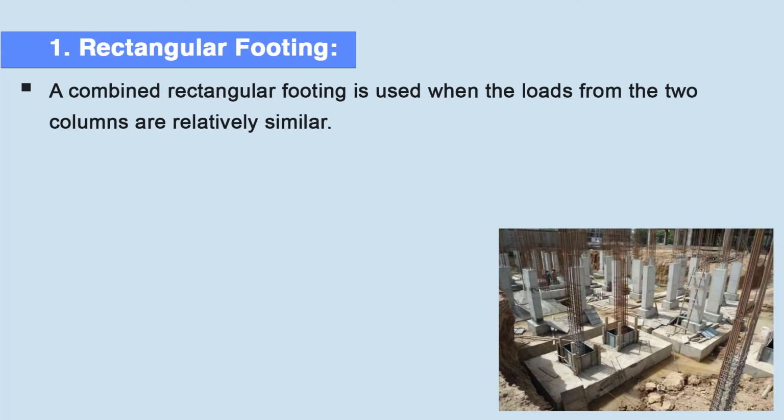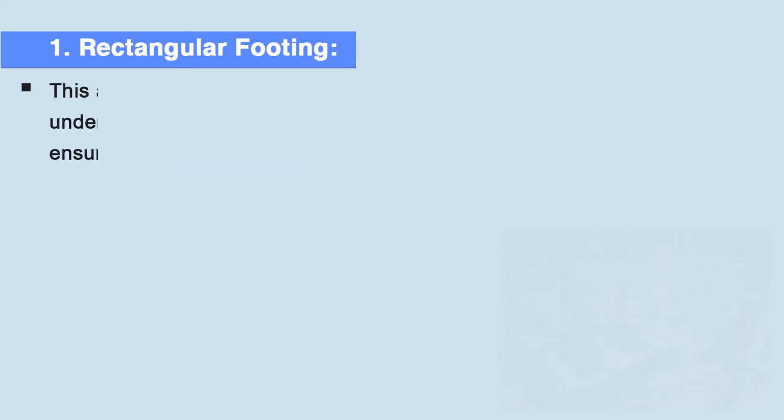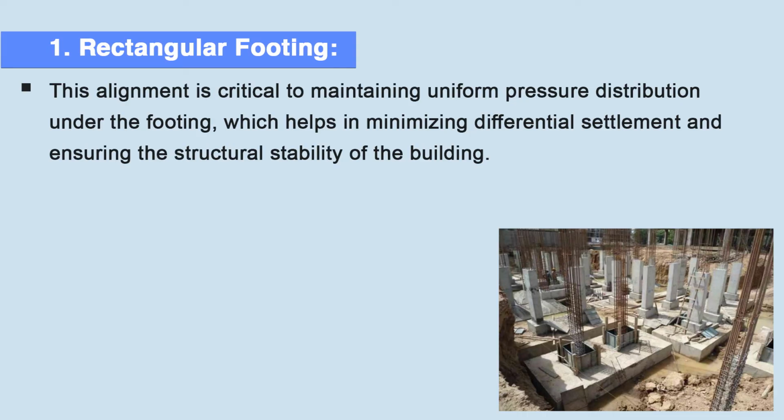A combined rectangular footing is used when the loads from two columns are relatively similar. The footing's dimensions, that is length and width, are carefully chosen to ensure that the center of gravity of the footing aligns with the center of gravity of the loads from the columns. This alignment is critical to maintaining uniform pressure distribution under the footing, which helps in minimizing differential settlement and ensuring the structural stability of the building.